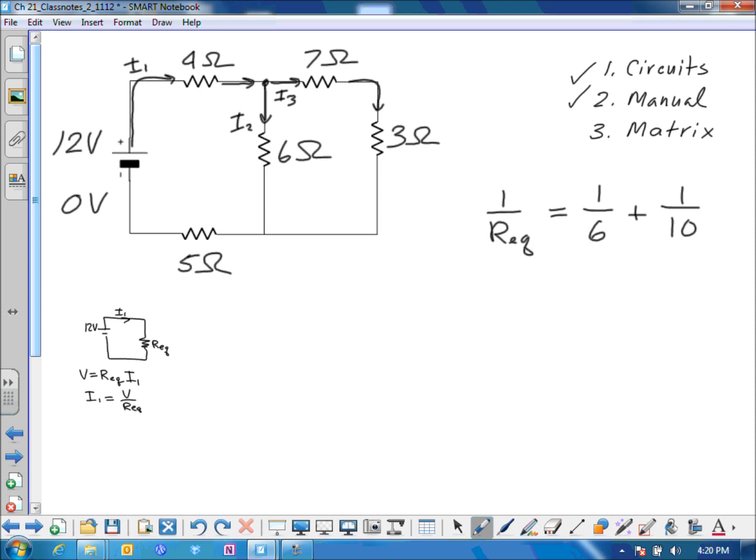To find the equivalent resistance of parallel circuit elements, we simply add the reciprocals and then take the reciprocal of the reciprocal. Did I do that right? And so the equivalent resistance for this would be 1/10 plus 1/6, which is 16 over 60. When we take the reciprocal of that, the equivalent resistance of the parallel part is 60 divided by 16. I have to do that calculation on my calculator. And we get 3.75.